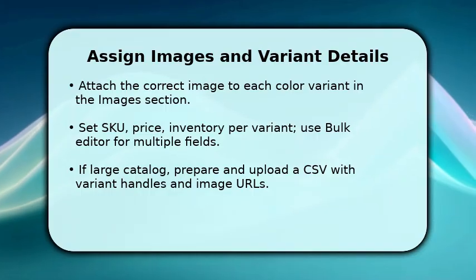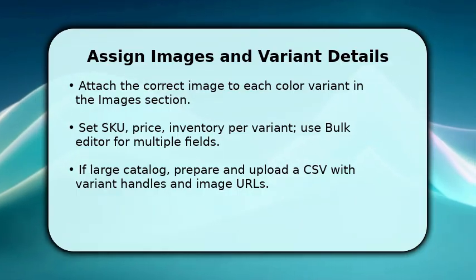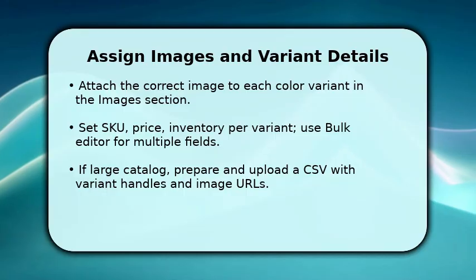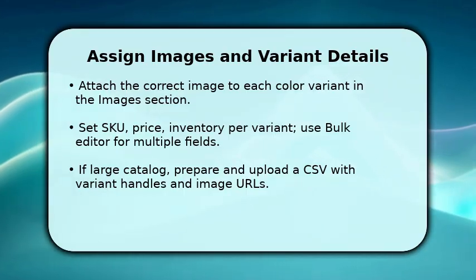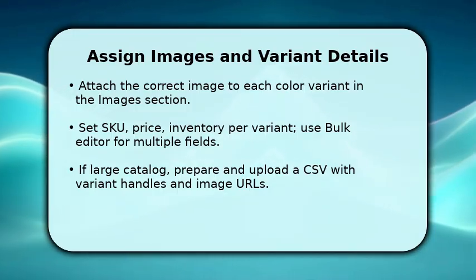If you're editing many items, export a CSV, add image URLs and variant data, then re-import. This prevents manual errors. Make sure variant option text exactly matches image labels to avoid mismatches. When done, save and preview.